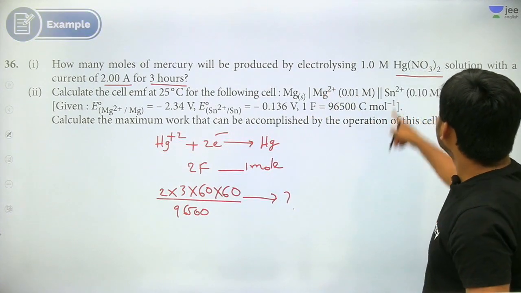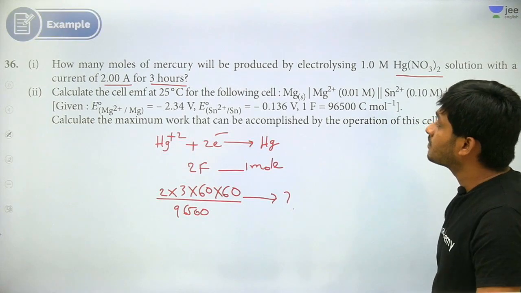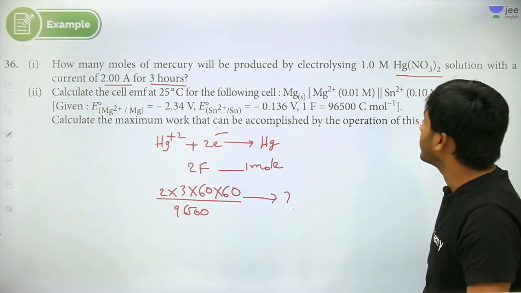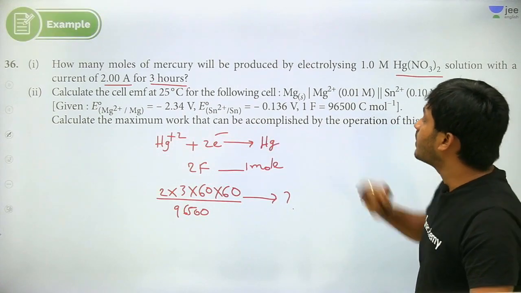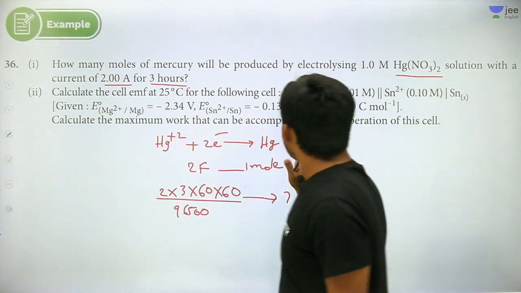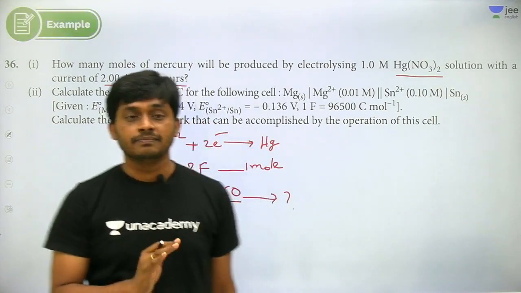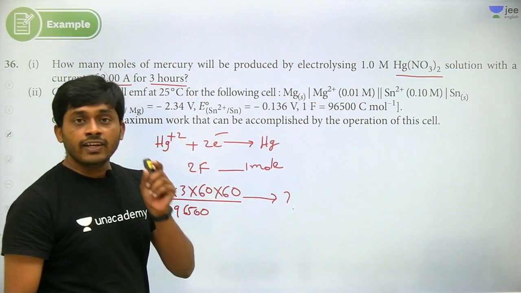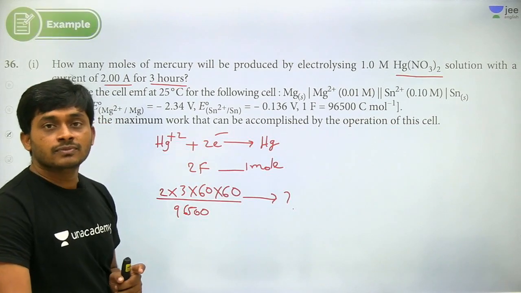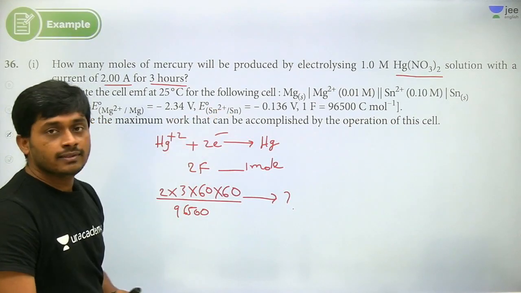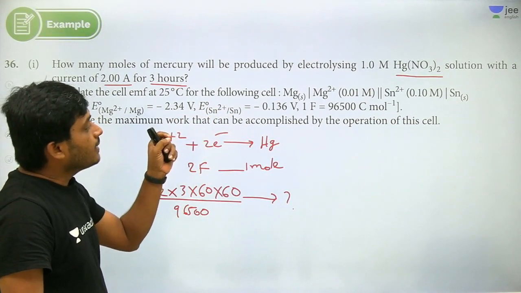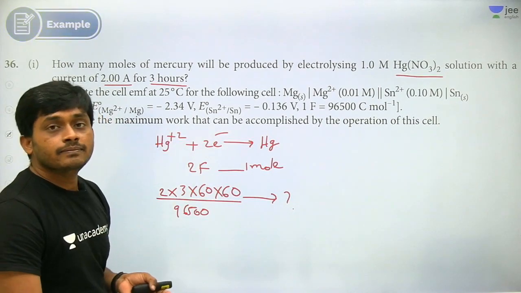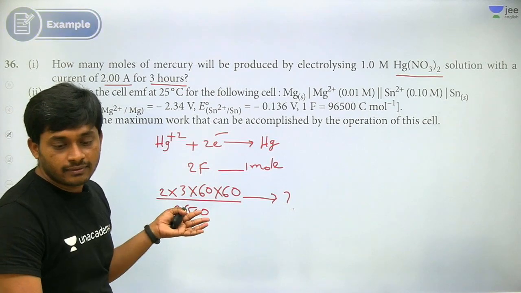Magnesium plus 2, tin plus 2, tin. The standard reduction potentials are given. Calculate the maximum work that can be accomplished by this equation. How to calculate maximum work? First, if we get the E naught value, it is very easy. After getting the E value, then find out the Gibbs energy. That will be the maximum work done.